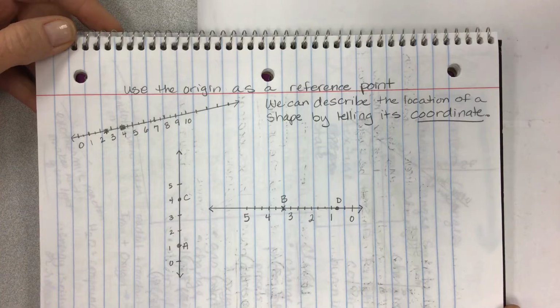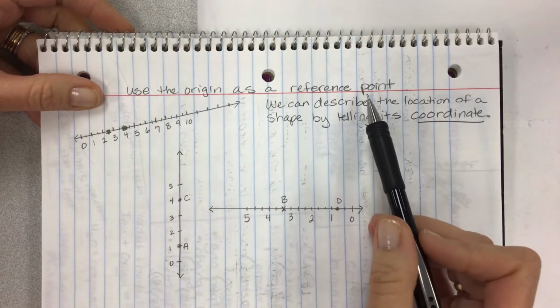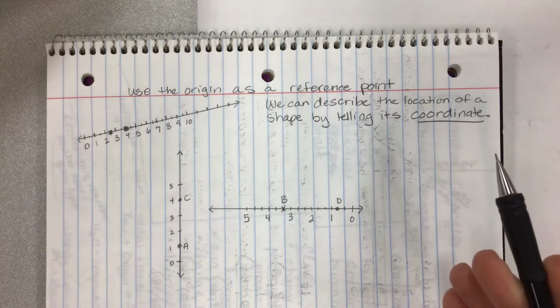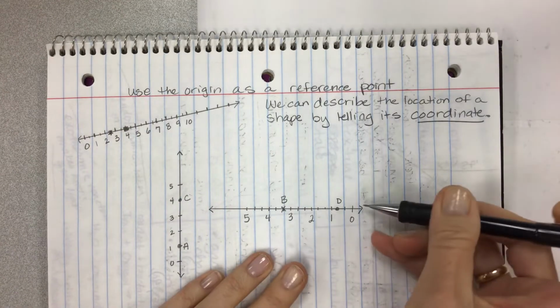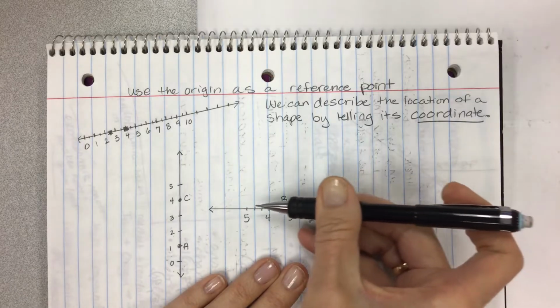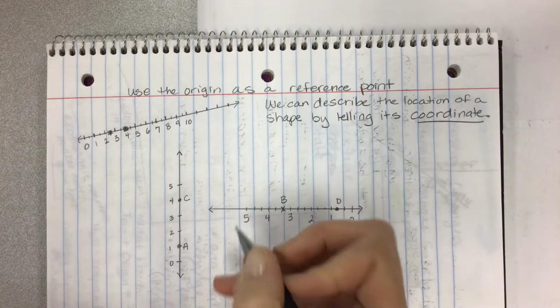Okay, now here's some examples of number lines. Try to use the origin as the reference point and figure out which way you are going, okay? Here's an example of a number line that has 0 at the right and it's going to the left. Notice all the equally distanced little marks, okay?